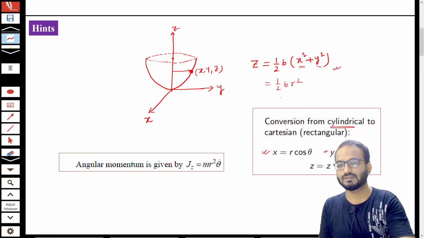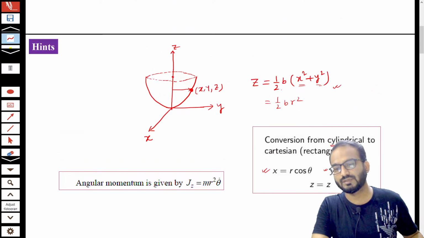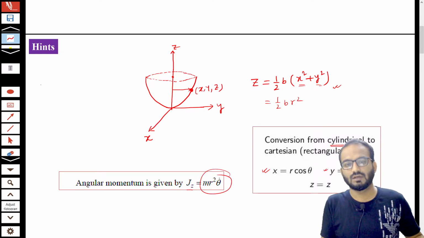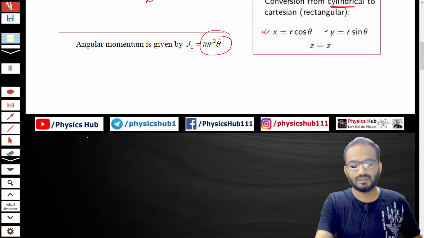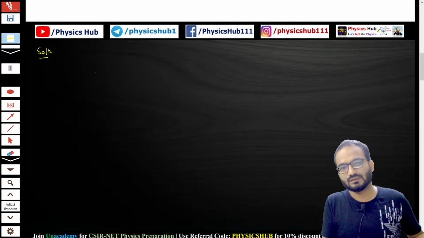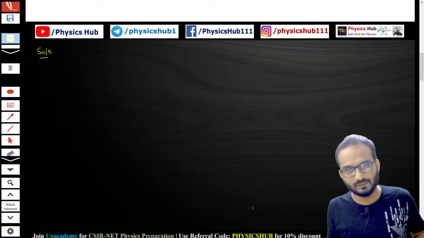And as in the question, what we have to find out is the angular momentum about the z axis. So angular momentum about the z axis is given by Jz = m r² θ dot. So finally, this thing we have to find out. So let's talk about the solution, how we can do it. You know that the Lagrangian approach makes the solution very easy. So first of all, we're going to write the Lagrangian of the given system.